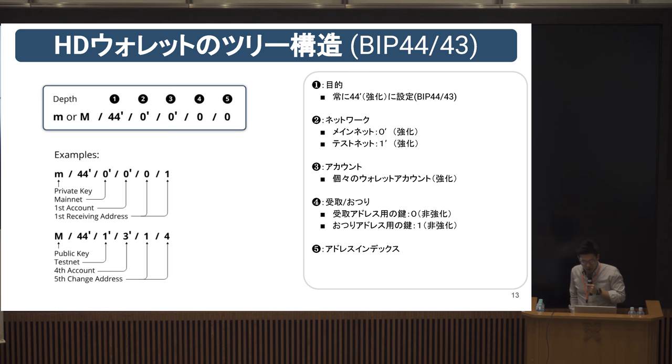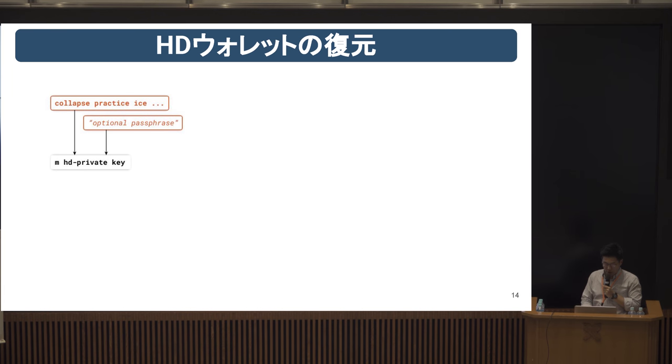Okay, so finally, there is a standardization in terms of the derivation hierarchy captured in BIP 44, I think, BIP 43 as well. What that basically says is when you derive your keys for use in the HD wallet, there's a certain scheme that you adhere to. 44 prime just refers to the BIP. Zero, the second index here, refers to whether it's mainnet or testnet.